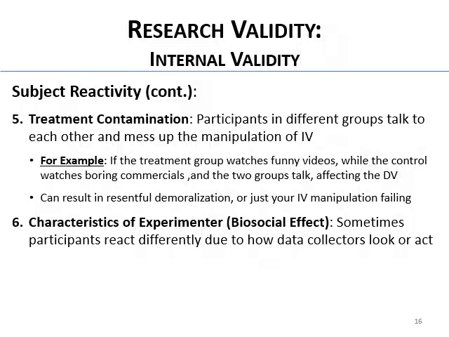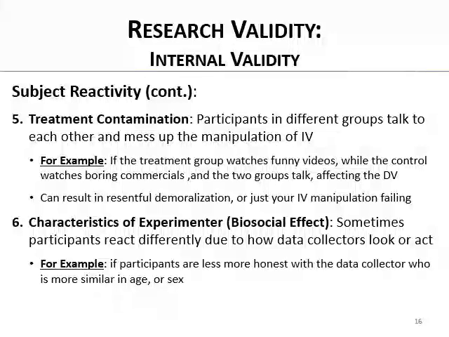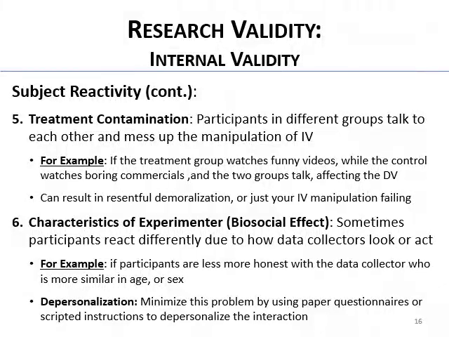So then there are characteristics of the experimenter, which is often called the biosocial effect. And this is simply that participants react differently sometimes due to how data collectors look or act. Participants may be more or less honest with a data collector who is more similar to them in terms of age or sex or whatever. We would call those biosocial effects. One way to fight this is depersonalization. You minimize the interaction between the experimenters and the participants, for example, by using paper questionnaires or online questionnaires to depersonalize that interaction and therefore minimize biosocial effects.